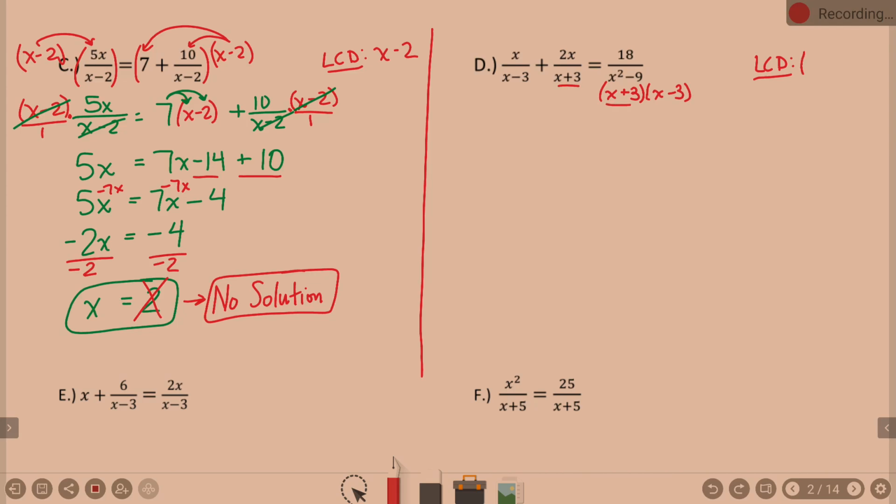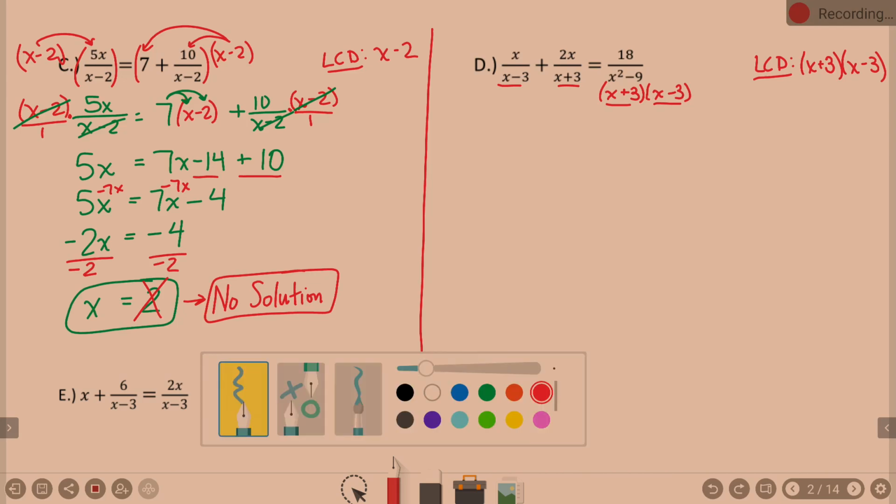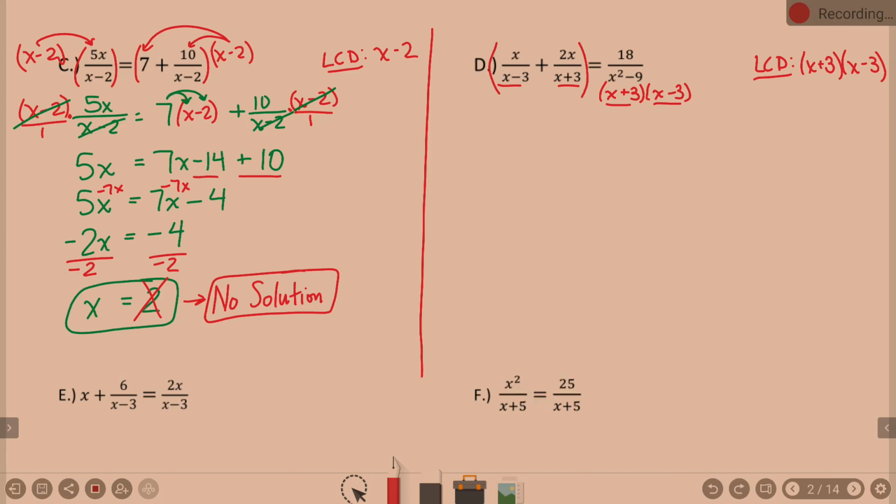We have an x plus 3 in common. We have an x minus 3 in common. Any leftovers? Yeah. So what are we going to multiply each of our 3 terms by? X plus 3, x minus 3. So both sides of the equation are getting multiplied by x plus 3, x minus 3.